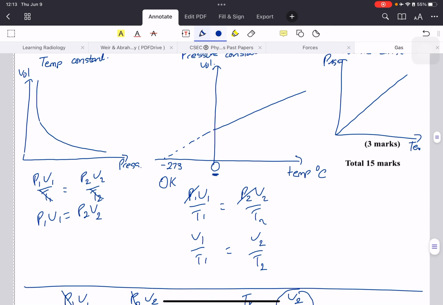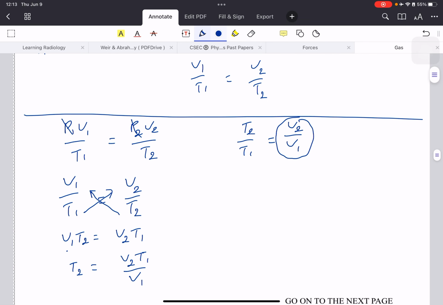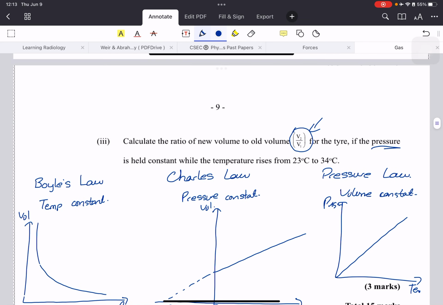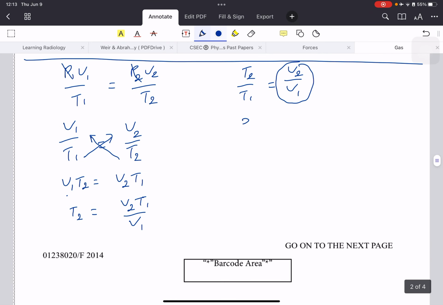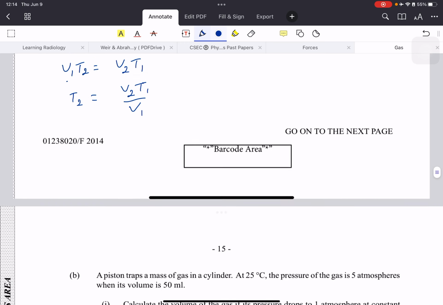And don't we have those values? T2 is the final temperature. And what we said it was, not in Celsius, it was 307 Kelvin. So it's going to be 307 over 296. You put that in your calculator and you will get the ratio. That's what they wanted. You will get 1.04 to the nearest 2 decimal places, right? That is the ratio of V2 to V1. Very simple question. All right.